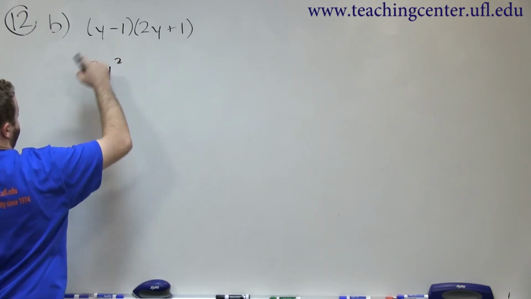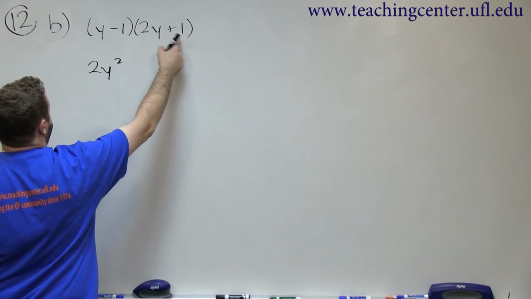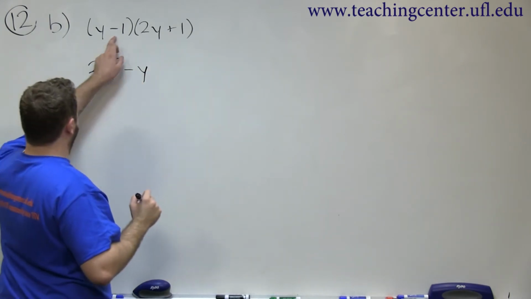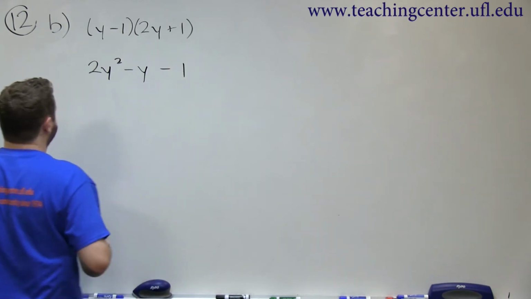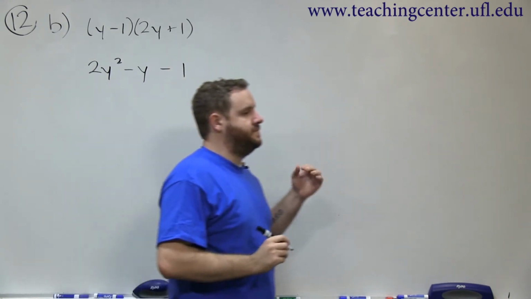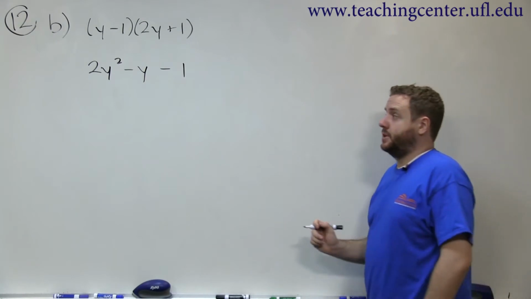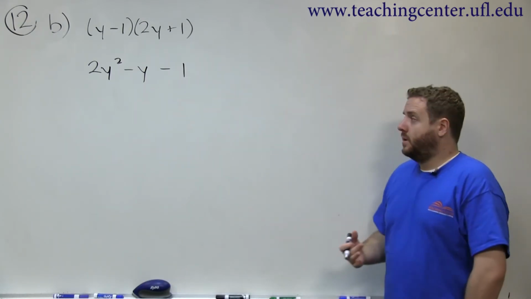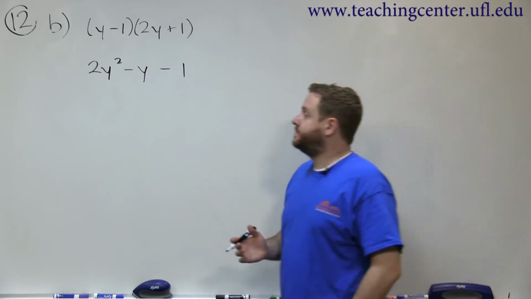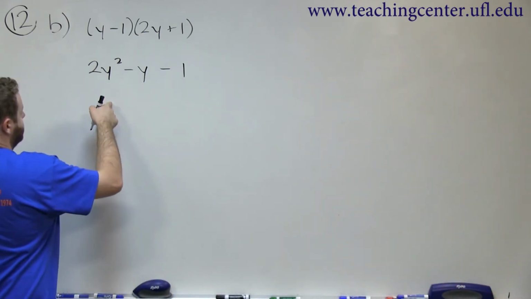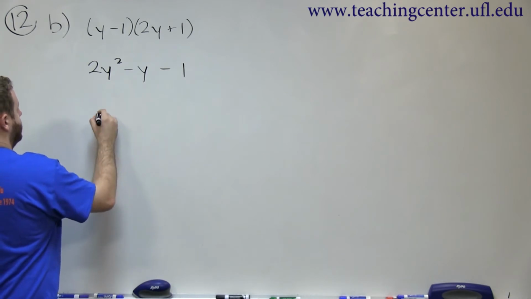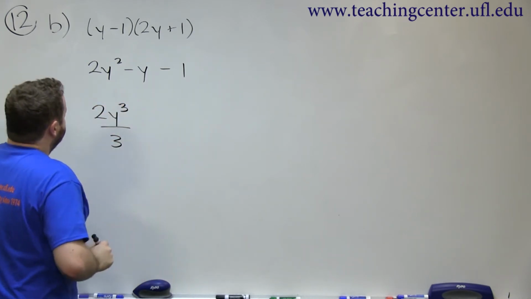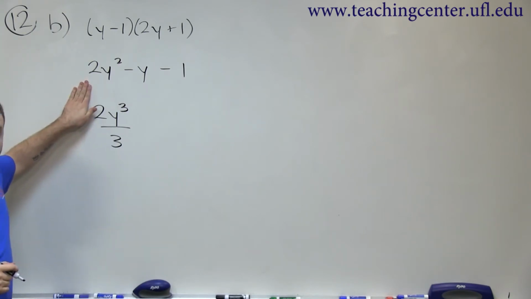We get 2y squared here. We get minus 2y plus y, so that would just be minus y. And minus 1 plus 1, minus 1. So if we get this into all the individual polynomial terms, it just looks like this. And to take the antiderivative of this now is simple because we just use the power rule each time. So the antiderivative of 2y squared is 2y cubed over 3. Because remember, constants stay there.